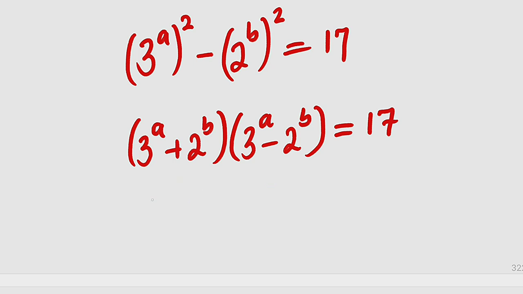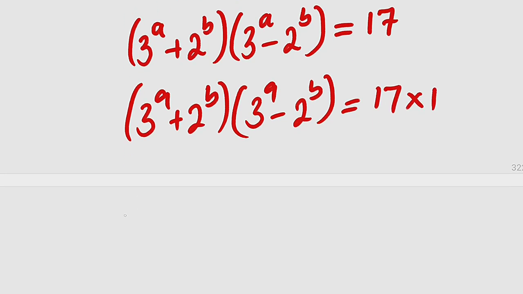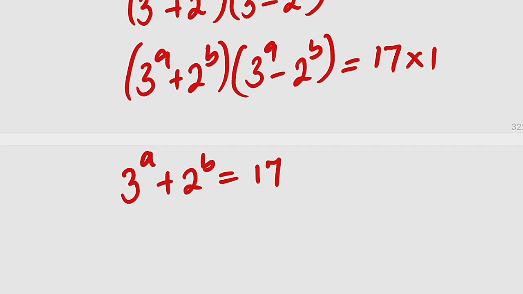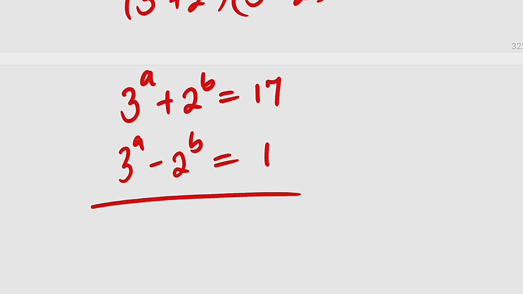So we have (3^a + 2^b) multiplied by (3^a − 2^b) equal to 17 multiplied by 1, and hence we can say that 3^a + 2^b is equal to 17, and 3^a − 2^b is equal to 1. And now we can solve this systematically.